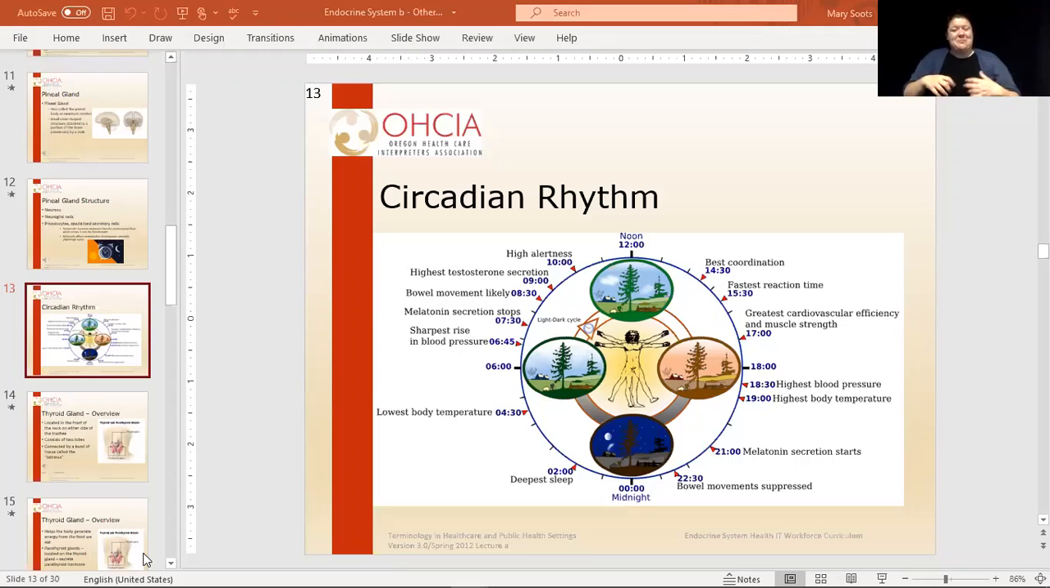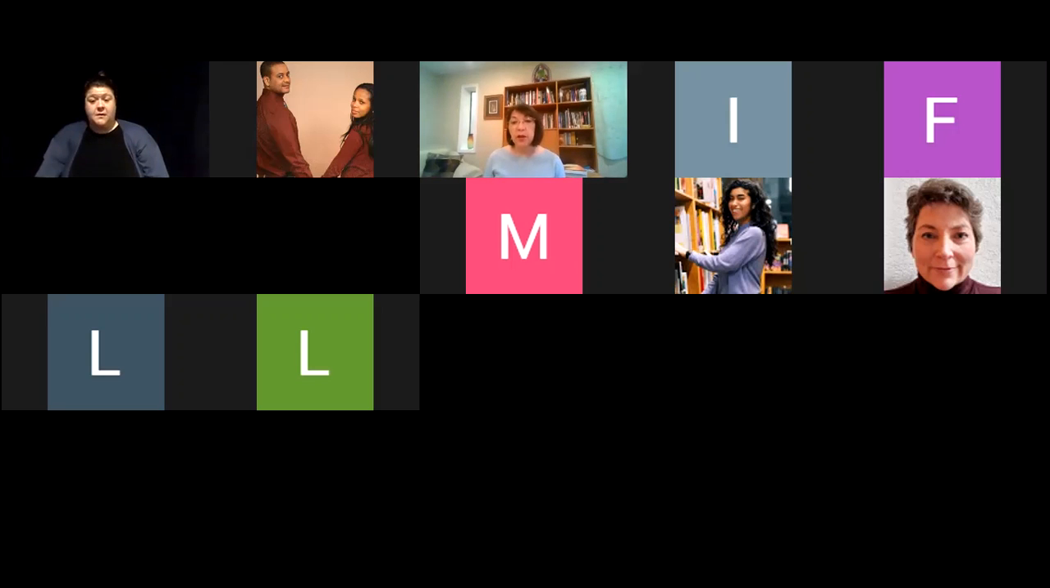And then at 10 a.m., you have the highest level of alertness. So right about now, you should be like super alert. Okay, so this is the circadian rhythm. The circadian rhythm is completely controlled by the hormones that are secreted in the endocrine system. Okay, so that kind of gives you an illustration of what your endocrine system does.